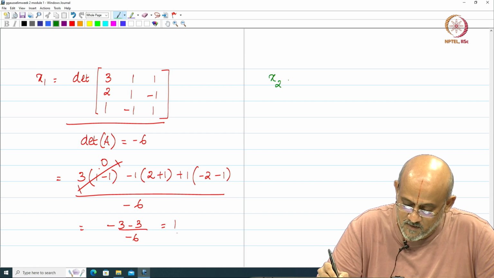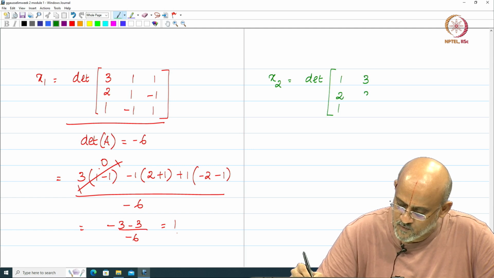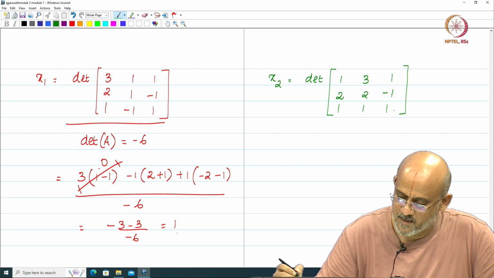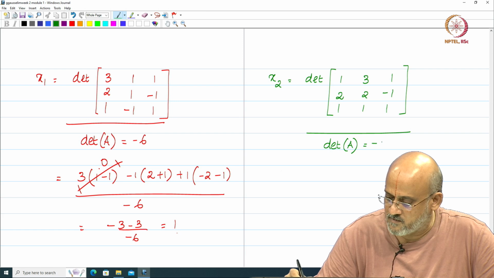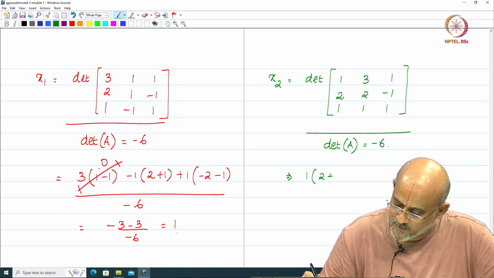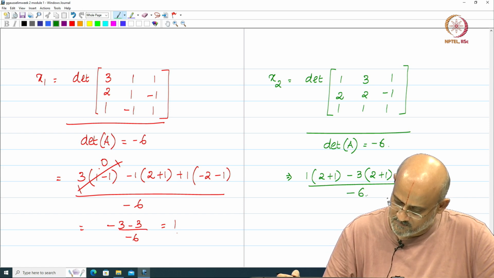So, let us look at x2 and see whether it works. So, this is going to be the determinant of 1 2 1, 3 2 1, 1 minus 1 1, divided by the determinant of A, that is equal to minus 6. So, what is the determinant? I am going to get 1 into 2 plus 1, minus 3 into 2 plus 1, plus 1 into 2 minus 2, divided by minus 6.